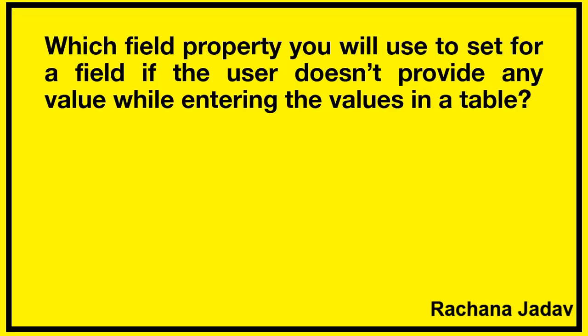Next, which field property you will use to set for a field if the user doesn't provide any value while entering the values in a table? So that is default value. If you don't enter any value, by default you have set it. Like I take an example: the country I entered, USA or India, every time I want that it may be India only, right? So what will I do? I will write India at the first, okay, in the default value itself. And afterwards, whenever it goes for a new record, by default in the field where the country is, India will appear, okay.